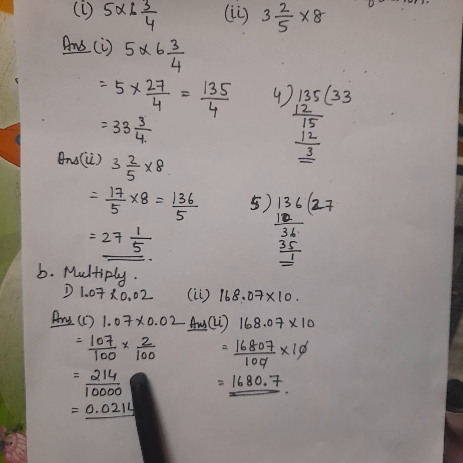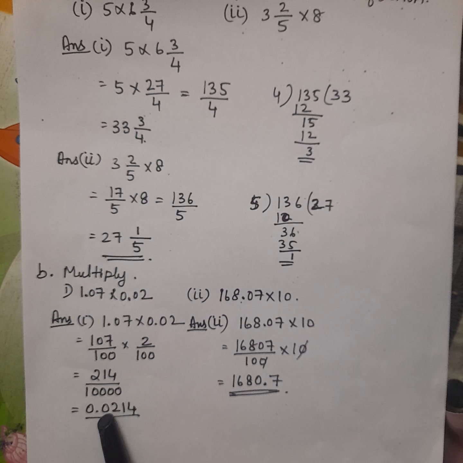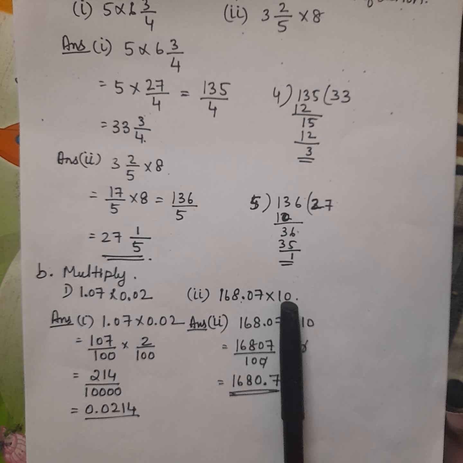Now again you convert this into a decimal number. So when you convert this into a decimal number, after 4 digits you have to put the decimal point. Now we have only 3 digits. Now after that you have to put 1 zero and after that a decimal point. Now it will become 0.0214.